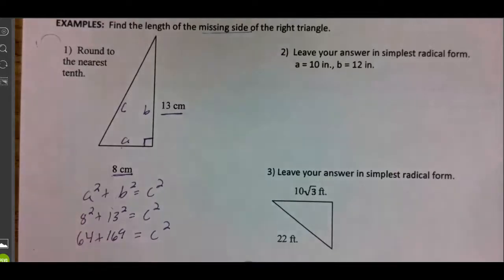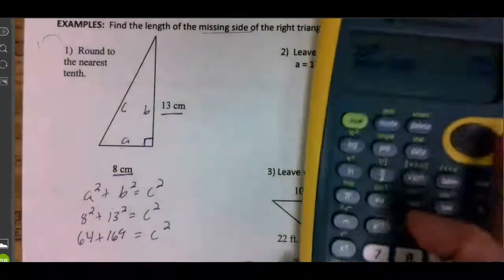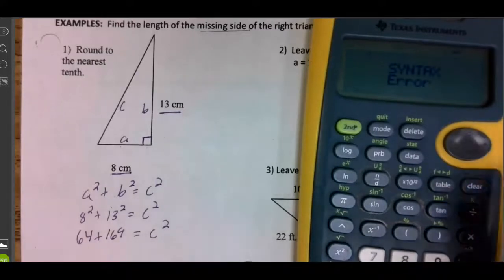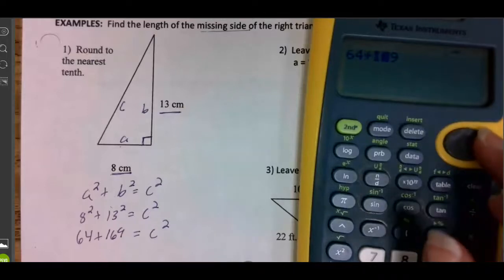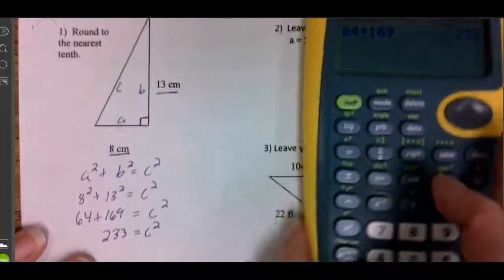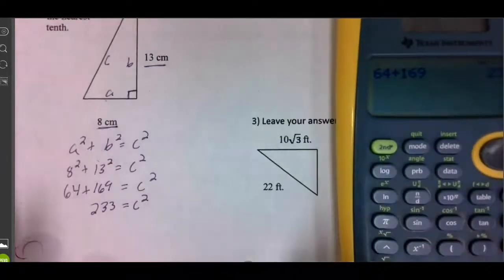And yes, on this part of the test we get to use calculators. So we're going to add 64 plus 169, which gives us an error if you do it the way I did it. Okay, how about if we hit plus instead? And we get 233. Now we have to solve for C. We don't ever solve for C squared. So now we have to think for a little bit.